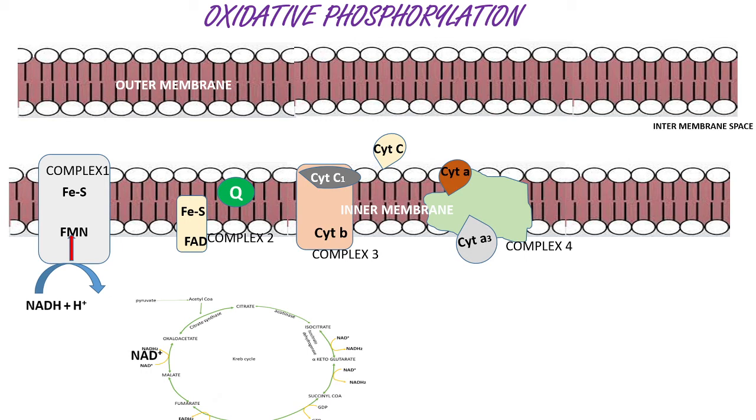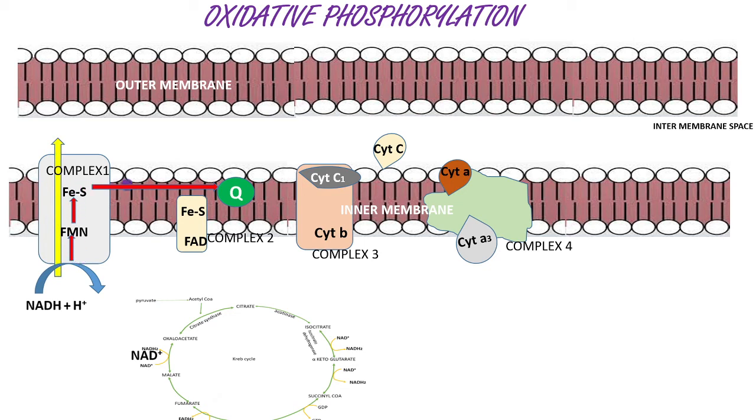The pair of electrons is accepted by flavin mononucleotide, and from flavin mononucleotide it is transferred to the iron-sulfur cluster, and from the iron-sulfur cluster these electrons are transferred to ubiquinone. During the transfer of the pair of electrons from complex 1 to ubiquinone, complex 1 translocates 4 hydrogen ions (protons) to the intermembrane space.